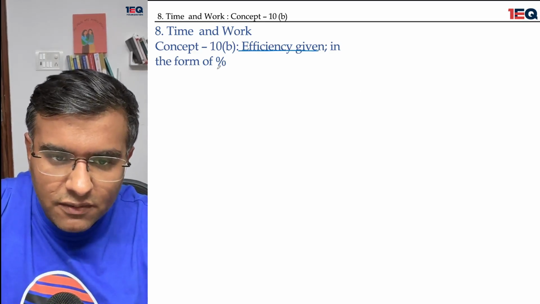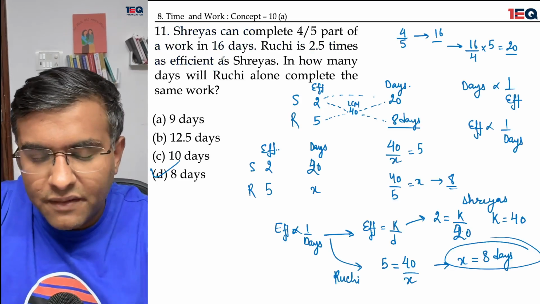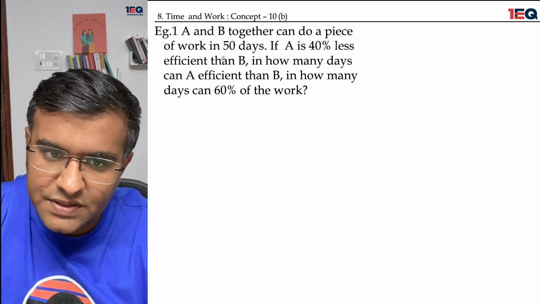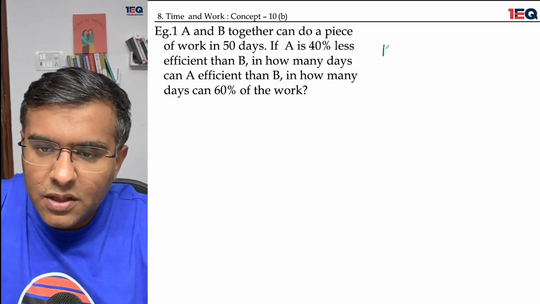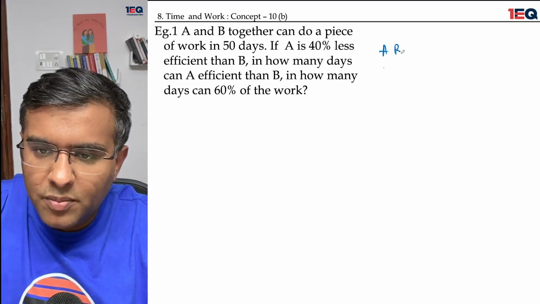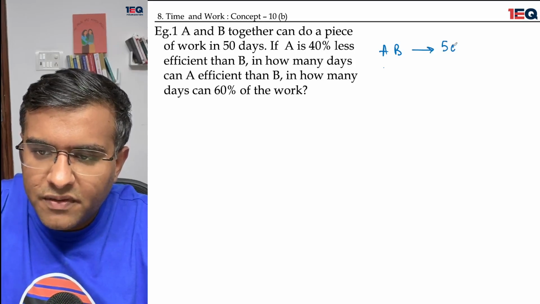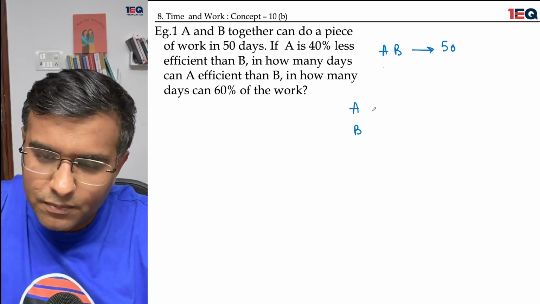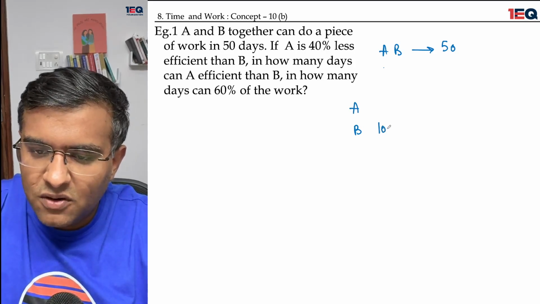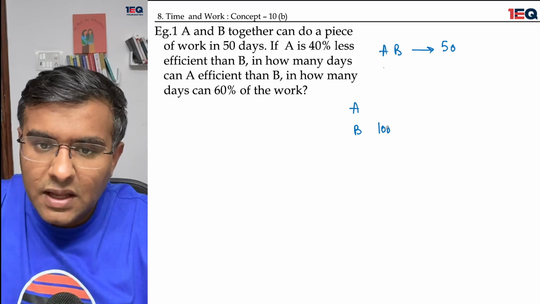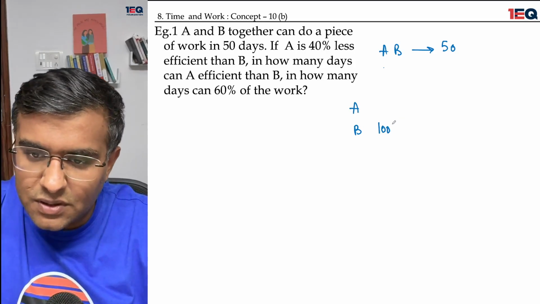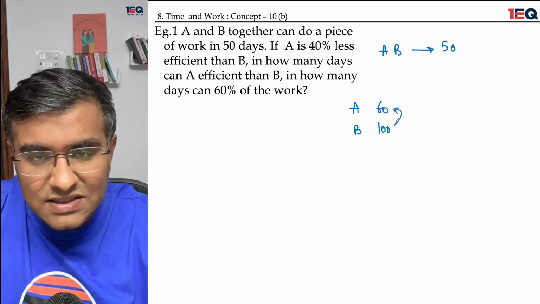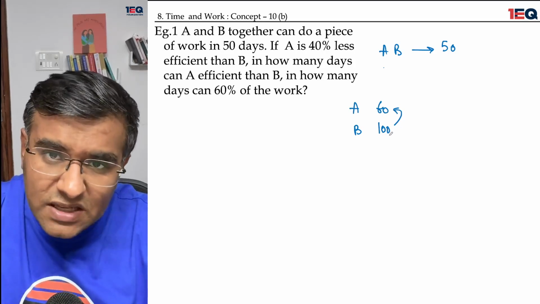Efficiency is now given in the form of percentages. Earlier, efficiency was given in the form of ratios. In the next portion, we'll get efficiencies in the form of percentages. A and B can together do a piece of work in 50 days. If A is 40% less efficient than B, this means the efficiency of B is assumed to be 100%, and A is 40% less efficient, meaning the efficiency of A is 60 when compared to B's efficiency, which is 100.